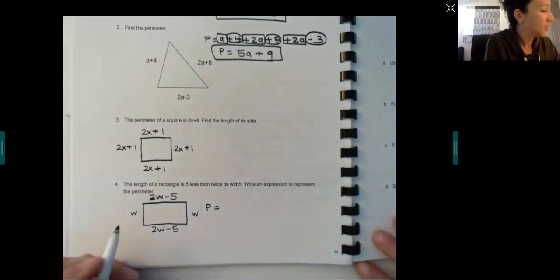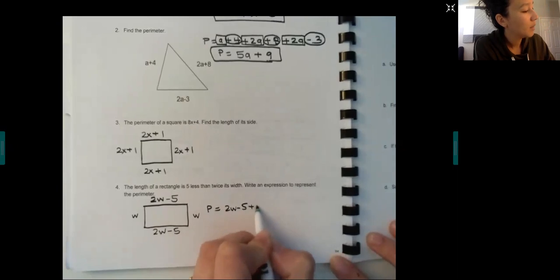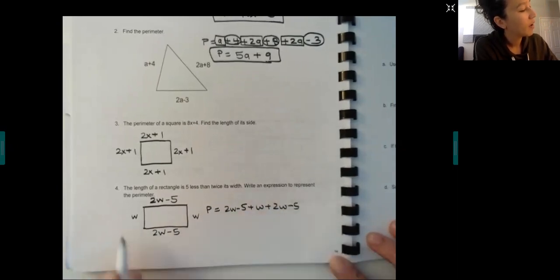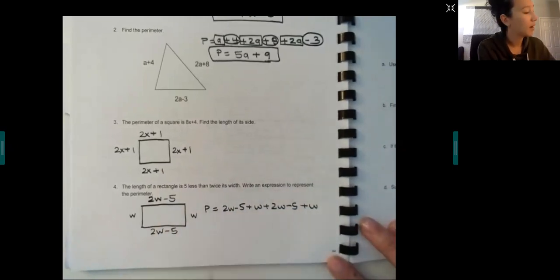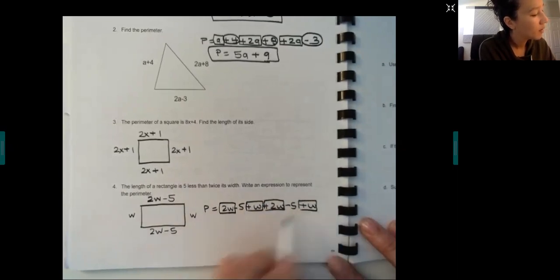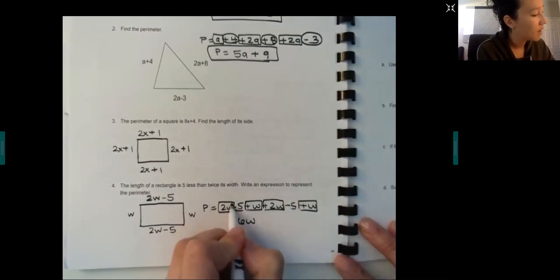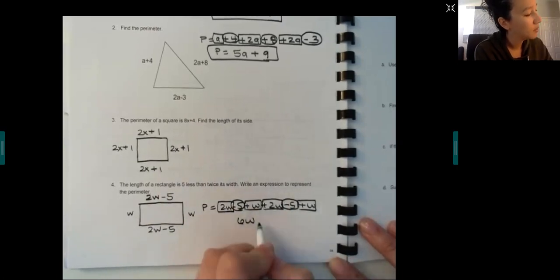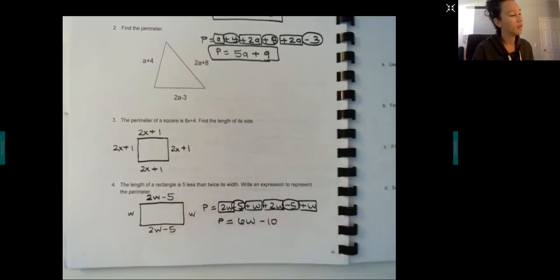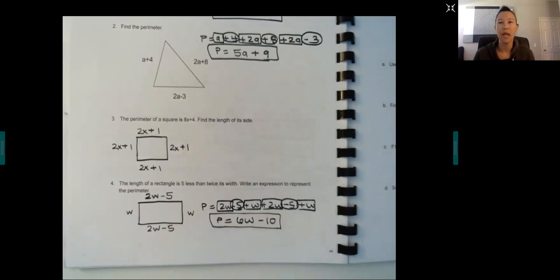Okay, so let's just go ahead and go over it. So if we add up all the sides, we have 2w minus 5 plus w plus 2w minus 5 plus w. And then we want to combine our like terms. So let's add up all the w's. 2w plus w is 3w plus 2 is 5w's plus another w. There are 6 total w's. And then we have negative 5 and negative 5, which are like terms, which is negative 10. So the perimeter is 6w minus 10. Any questions on number 4?